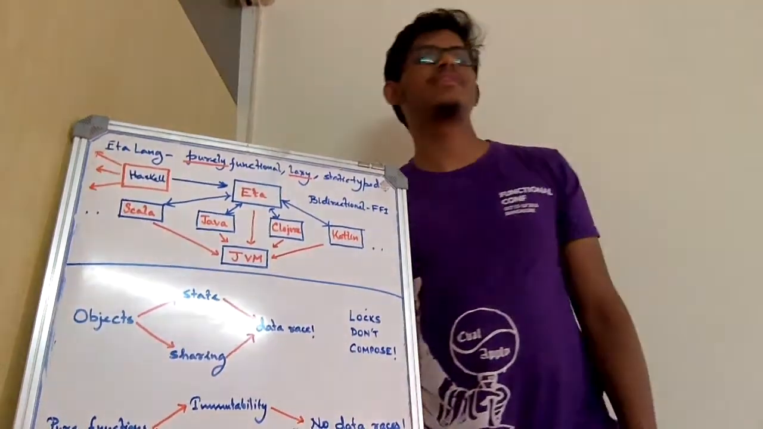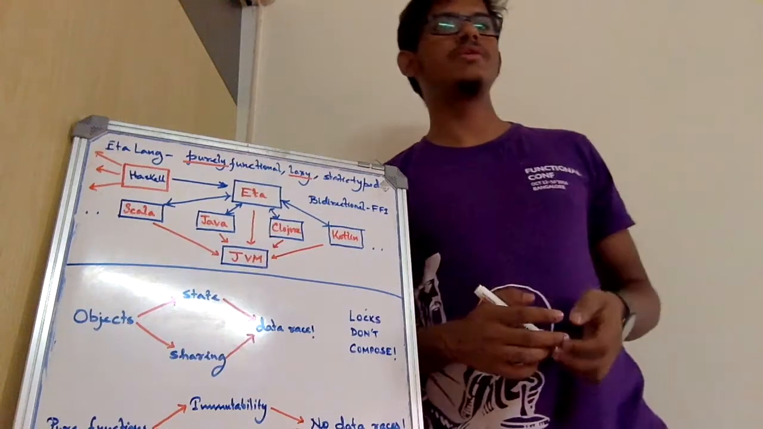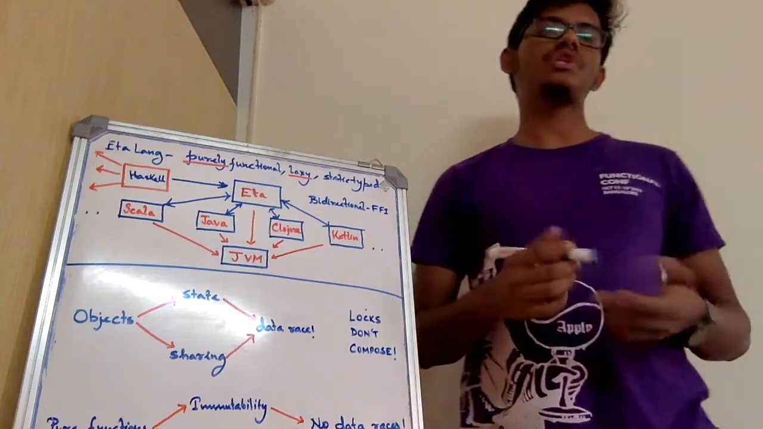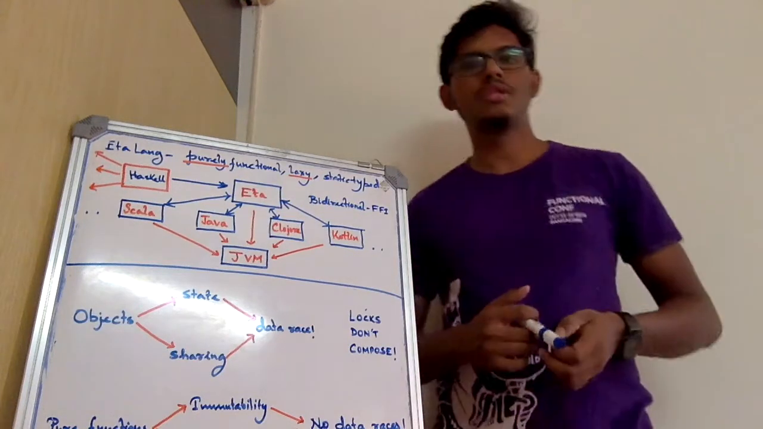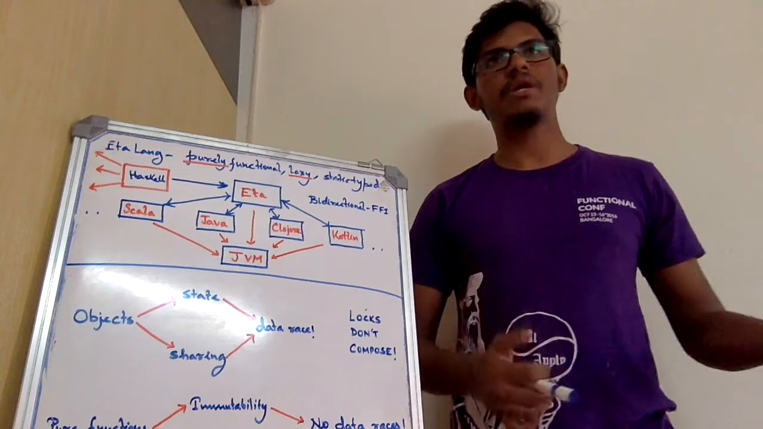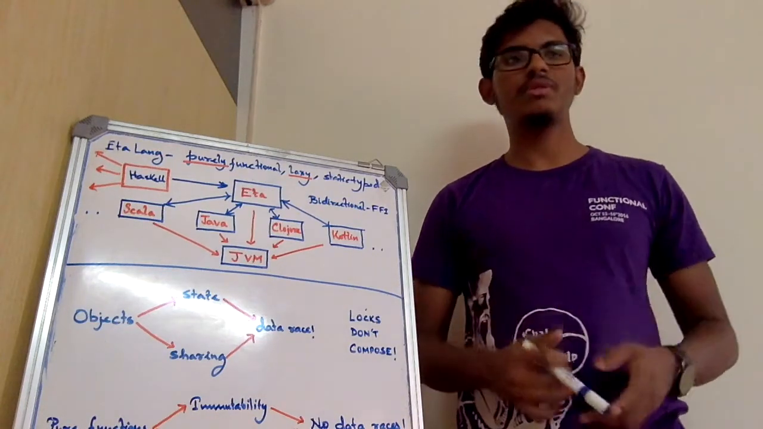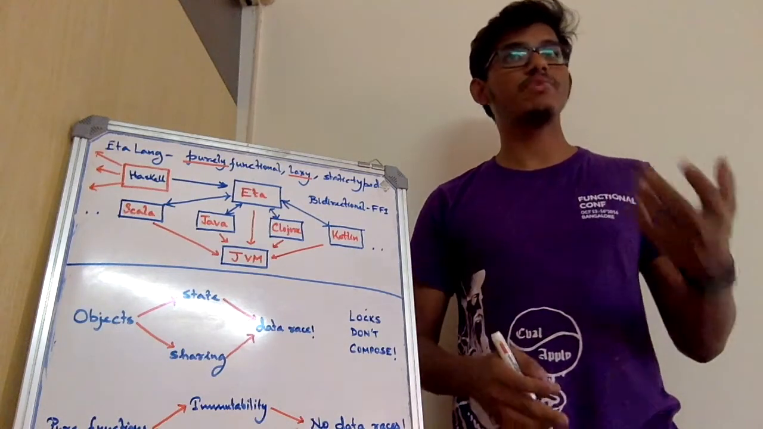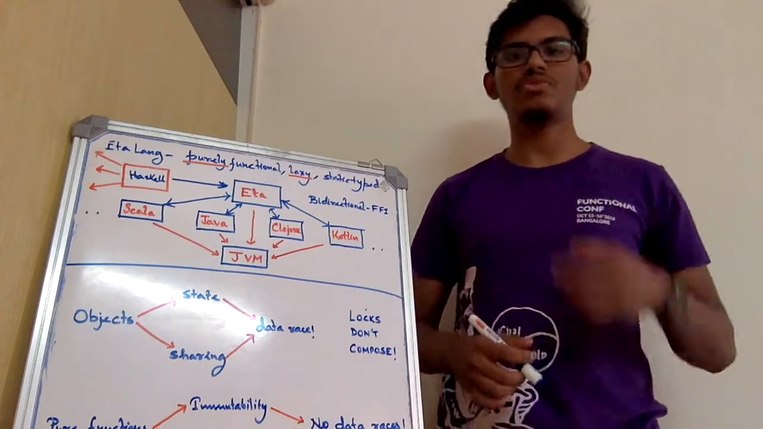Hello all. I want to talk about Eta, the newest entrant to the programming languages which run on top of the Java Virtual Machine. Eta is a purely functional, lazy, and statically typed language. Each of these attributes brings a lot to the table. They add a lot to your application development. They make your life much simpler, and they make the software development experience much easier for you.